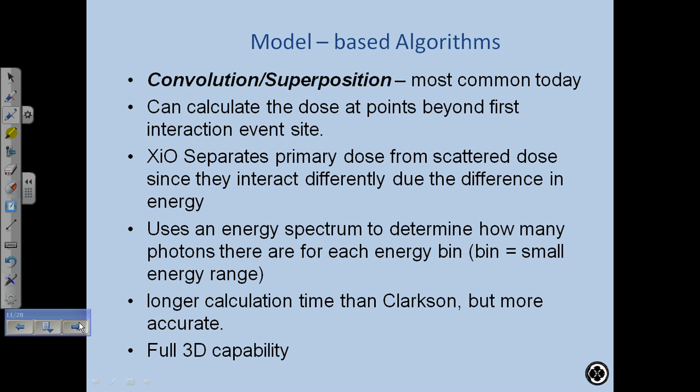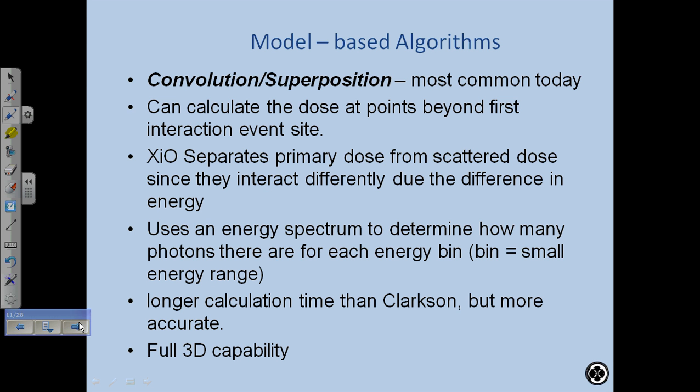The convolution, this model-based algorithm, uses an energy spectrum to determine how many photons there are for each energy bin, an energy range. Now this is important because if we're going to talk about scatter, we're talking about Compton scatter, right? In Compton, the direction of the photon that gets scattered depends on the energy of the incident photon. Remember, h nu prime equals h nu naught. Well, the incident energy is going to affect the scattering angle. Okay, we know that. So that scattering angle is important for us.